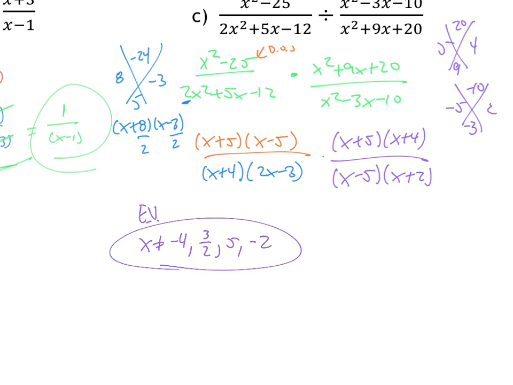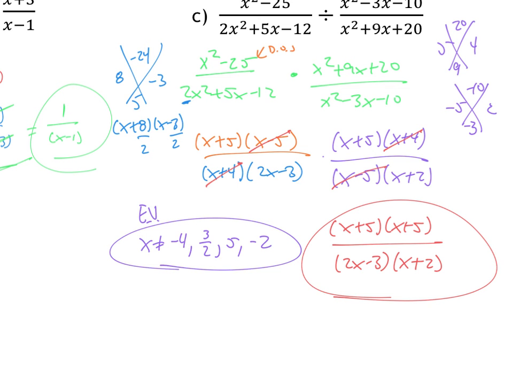Now let's start canceling what we can. So I got an x plus 4 on the bottom and an x plus 4 on the bottom, an x minus 5 and an x minus 5. So I got x plus 5 and x plus 5 over 2x minus 3 and an x plus 2.